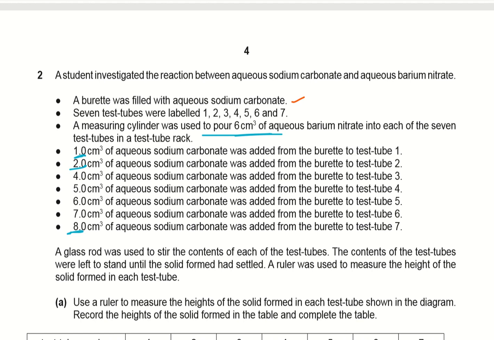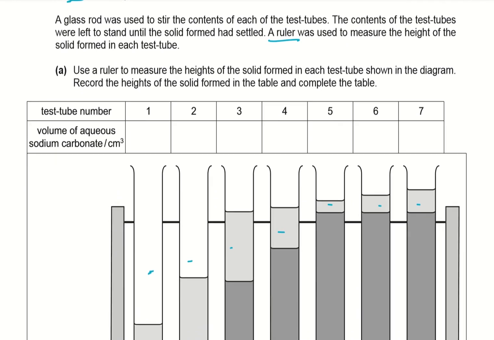Now, a glass rod was used to stir the content of each tube. The contents of the tubes were left to stand until the solid had formed and settled. A ruler was used to measure the height of the solid formed in the tube. So you have an instruction here: use a ruler to measure the height of the solid formed in each test tube shown in the diagram. Record the height of the solid formed in the table and complete the table.